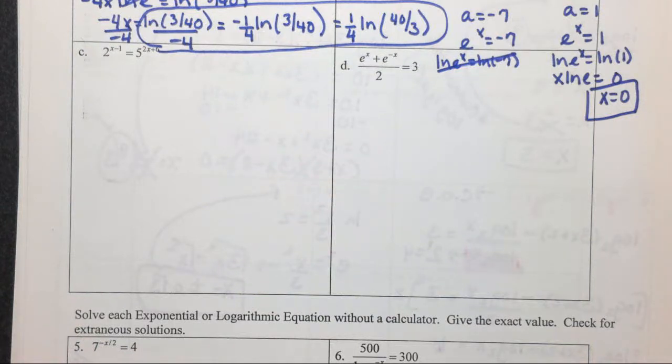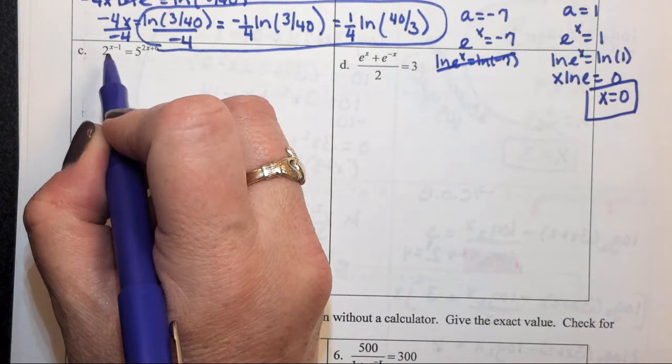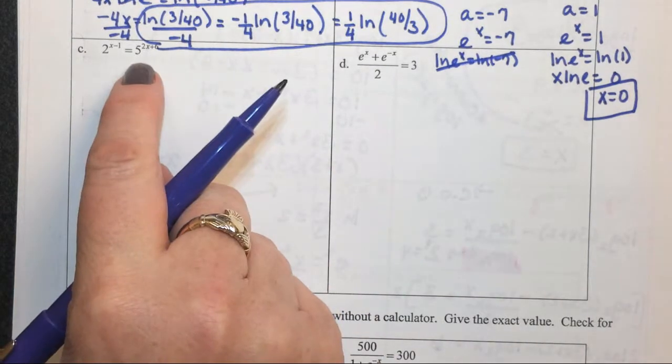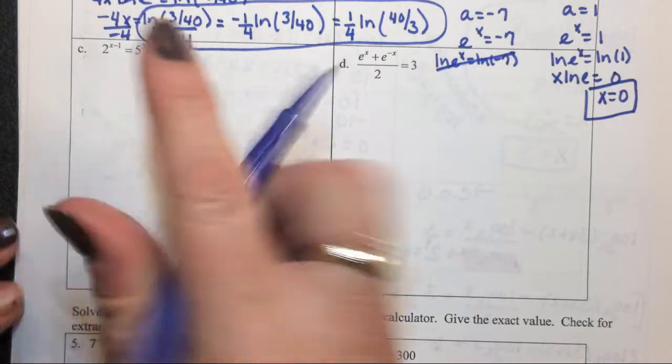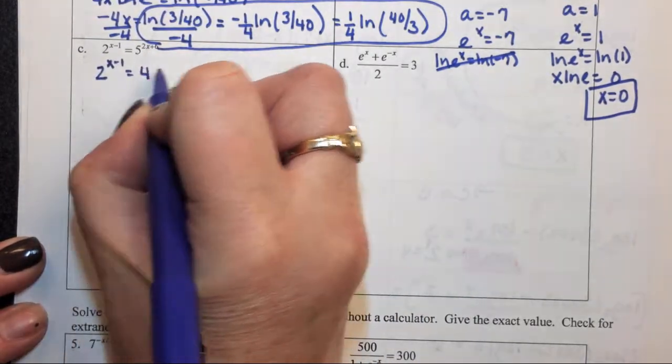All right, for letter C. So here, you've got an exponential function of 2 to the x minus 1 on the left, 5 to the 2x plus 6 on the right. It would be really, really nice if this was a base of 4. Why would it be really nice if this was a base of 4?